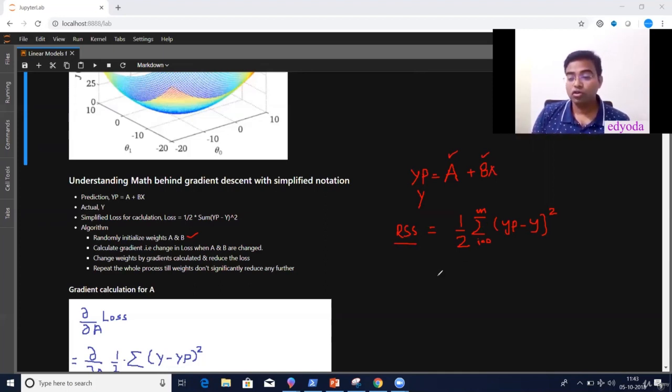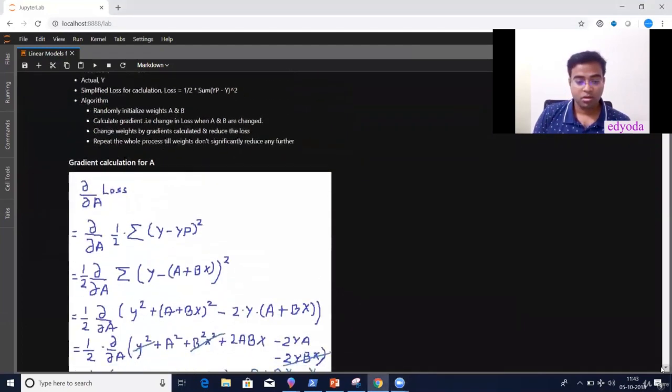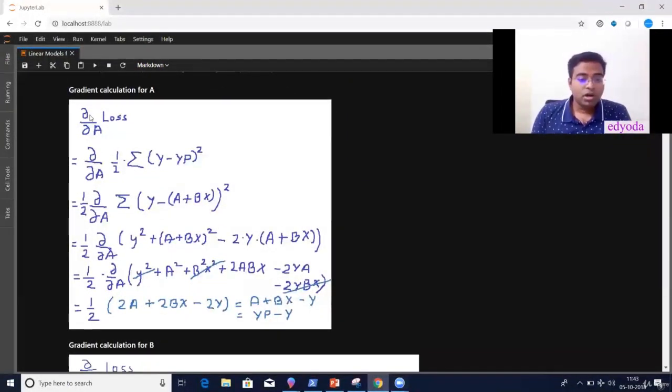So to do so, you have to find ∂/∂A of this RSS, right? That's what we have to do. We have done the math here, the calculation here, so let's understand it. We want to find the relationship, the gradient, for A to loss. So this boils down to 1 by 2, this to simplify (y minus yp), and it is for all the data.